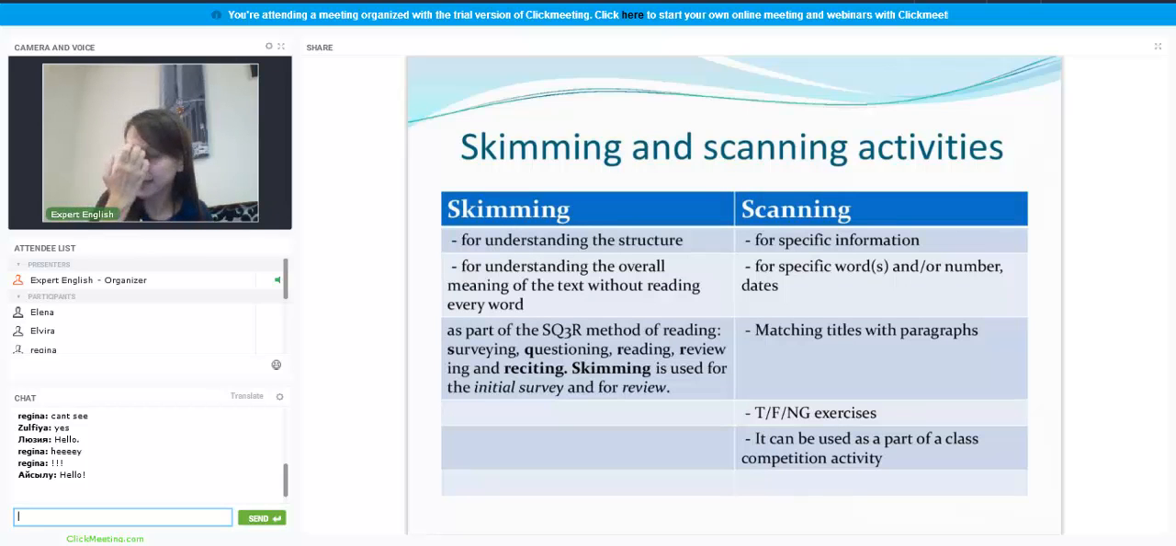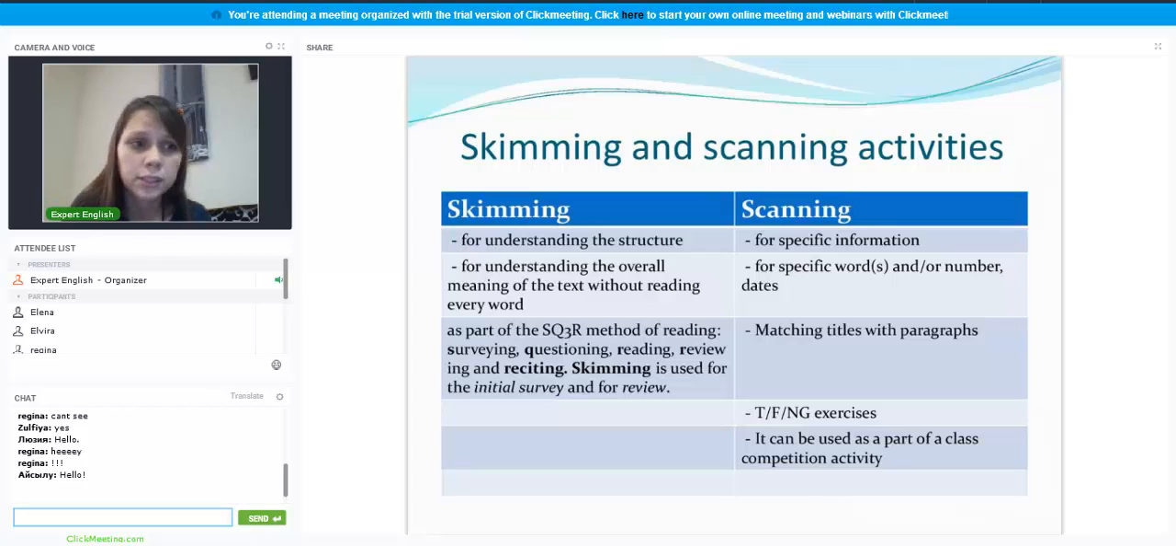So, skimming and scanning activities. We use skimming and scanning mostly when we speak about exams preparation. These are 2 main tactics which we employ for international exams. What is skimming? In simple words, it's just getting the main ideas, understanding, and first of all, it is understanding the structure of a text.